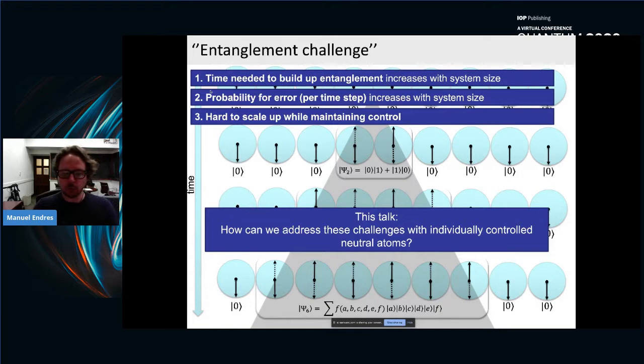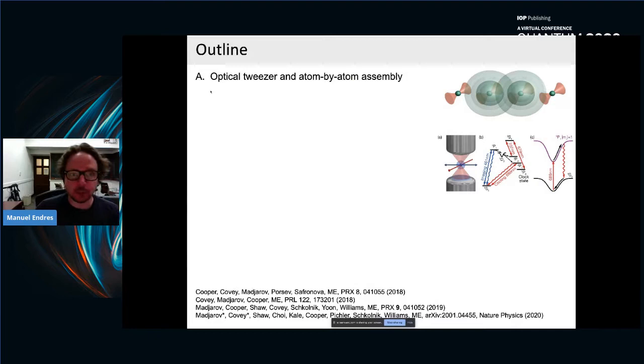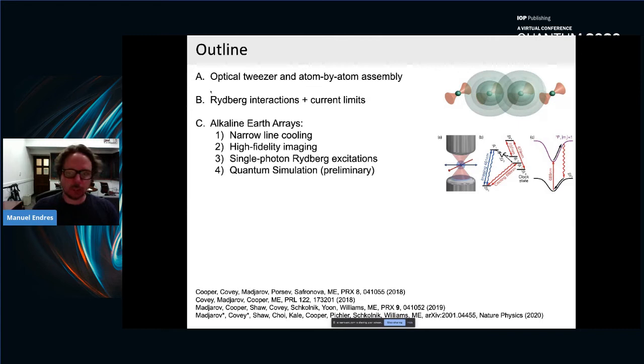I'll walk you briefly through an outline. I'll talk about optical tweezers and atom-by-atom assembly, and how we can now assemble large-scale defect-free arrays. I'll talk a little bit about Rydberg interactions, which we use to generate entanglement. And then I'll walk you through a few results from our lab at Caltech concerning alkaline earth atoms in tweezer arrays, starting from narrow-line cooling and ending with quantum simulation results that are pretty preliminary. And I'll wrap up with an outlook.